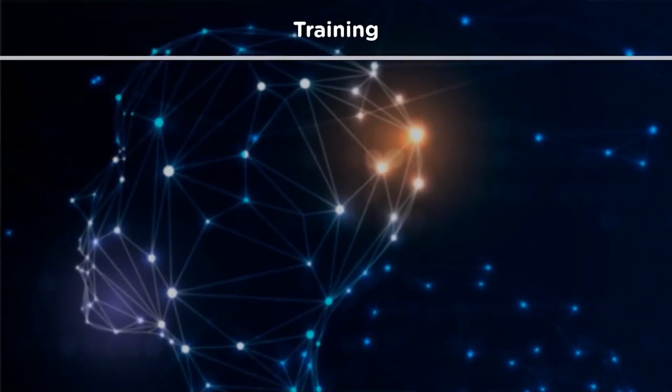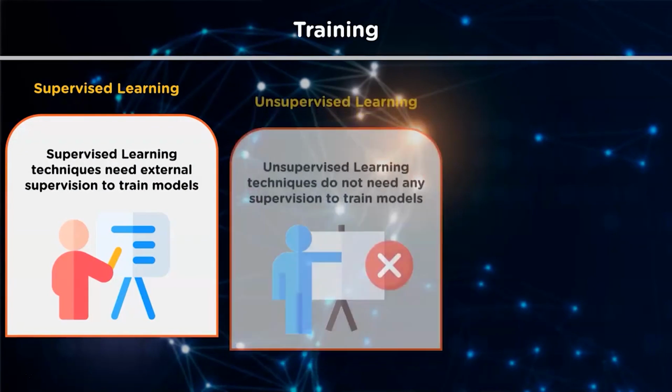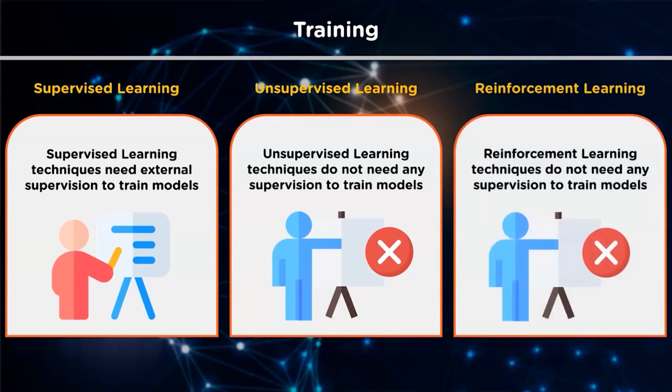Now, let's discuss the training process for each of these learning methods. So supervised learning methods need external supervision to train machine learning models, and hence the name supervised. They need guidance and additional information to return the result. Unsupervised learning techniques do not need any supervision to train models. They learn on their own and predict the output. Similarly, reinforcement learning methods do not need any supervision to train machine learning models.